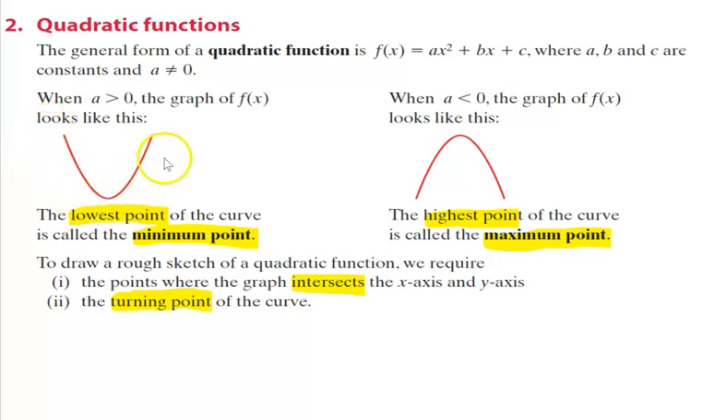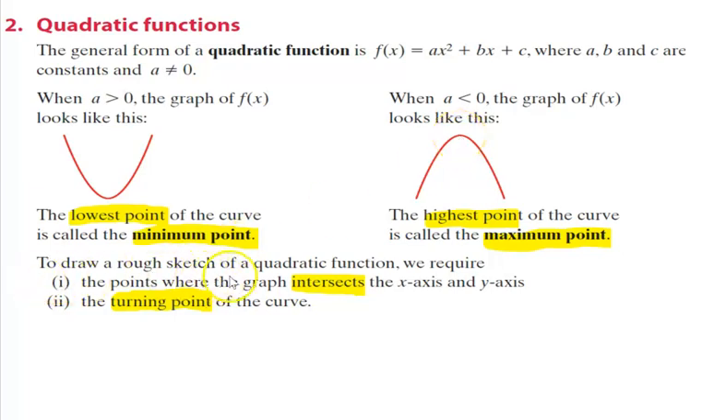When we have a U-shaped graph, so a positive x squared graph, the lowest point of the curve is called the minimum point. So this would be the minimum point of the curve. And when we have an N-shaped graph, so a minus x squared graph, the highest point of the curve is called the maximum point. So this would be known as the maximum point of the curve.